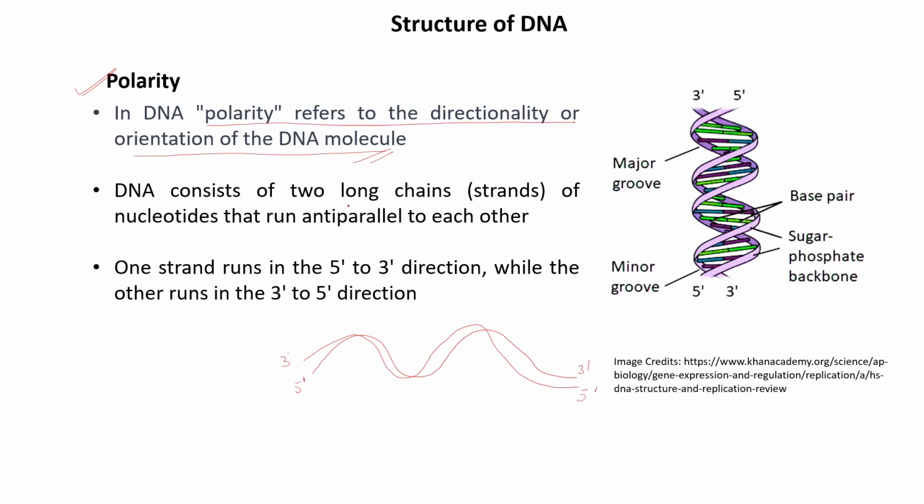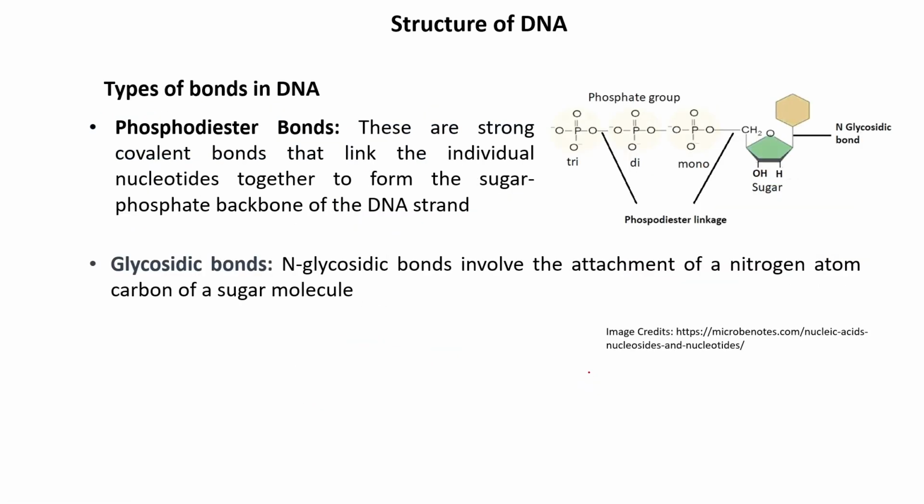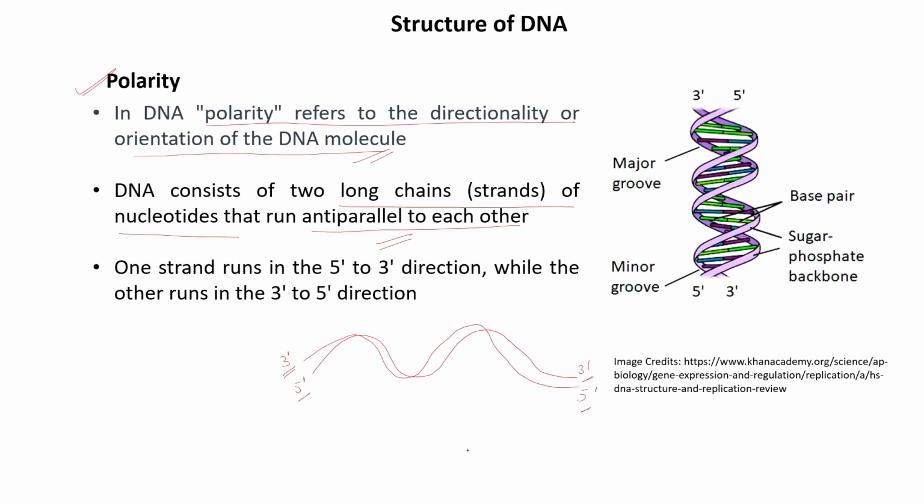So DNA consists of 2 long chain strands of nucleotides that run anti-parallel to each other. This is called anti-parallel because 3 prime is here and you can see 5 prime is here, right? And at the other end, we can see 3 prime is here and 5 prime is here. So this is showing the anti-parallel structure. One strand runs in the 5 prime to 3 prime direction while the other runs 3 prime to 5 prime. So this is showing the polarity in the DNA structure.